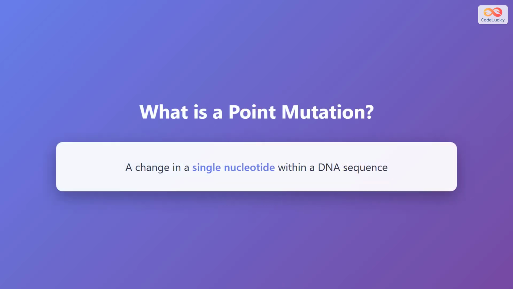A point mutation is defined as a change in a single nucleotide within a DNA sequence. Remember that DNA is made up of 4 nucleotides: adenine, thymine, guanine, and cytosine. In a point mutation, one of these nucleotides is replaced by a different one. This is the smallest possible change that can occur in DNA, affecting just one building block out of millions.